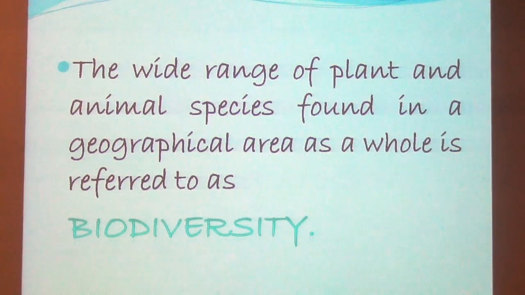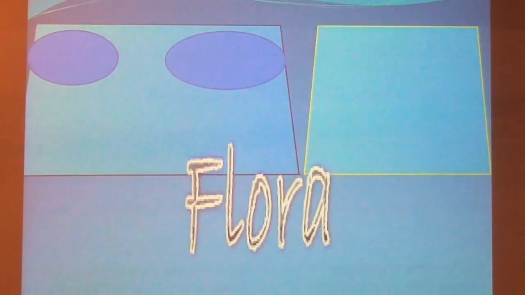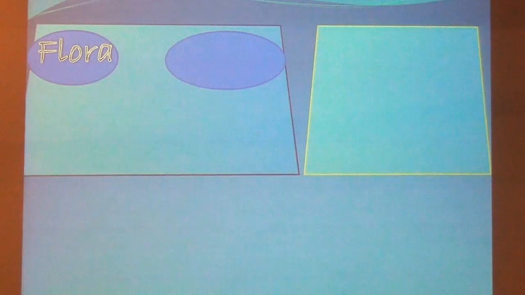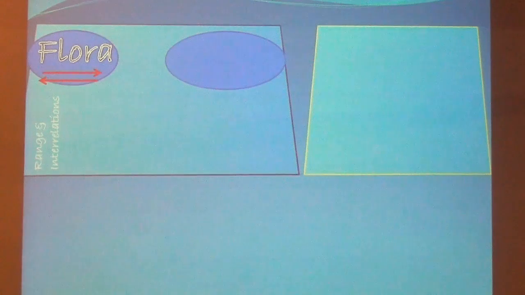Did you understand why biodiversity, and why not just diversity? Because it is the wide range of living organisms, both plants and animals. Let's try to understand once again. If we take up flora, that is plant species, that flora is interrelated, sharing certain things in common. Many plant species share certain things in common. They are interrelated, and they have a range as well as relations.